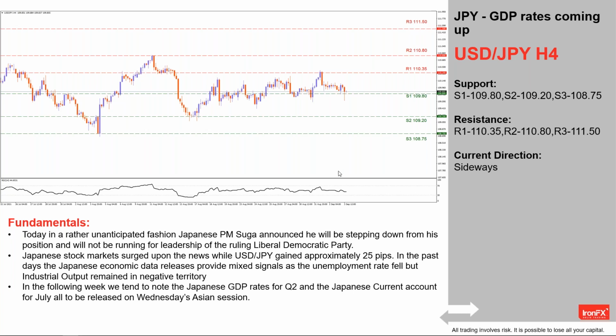At the moment, we see the RSI indicator moving just below 50, which implies some ambiguity among traders, we could say, and some uncertainty.